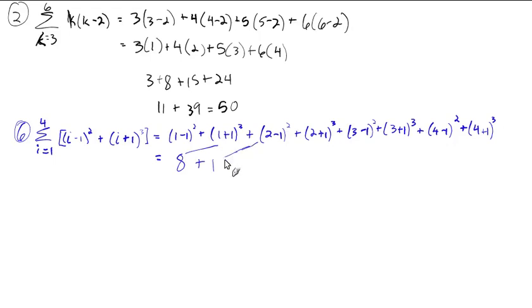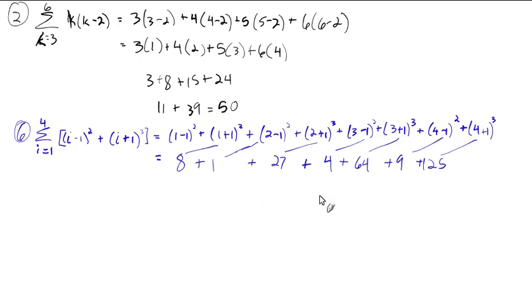That's this guy here. Plus 2 plus 1 is 3. 3 to the third is 27. That's this guy here. Plus 3 minus 1 is 2. 2 squared is 4. That's this one. 3 plus 1 is 4. 4 to the third is 64. 4 minus 1 is 3. Squared is 9. And 4 plus 1 is 5. 5 cubed is 125.